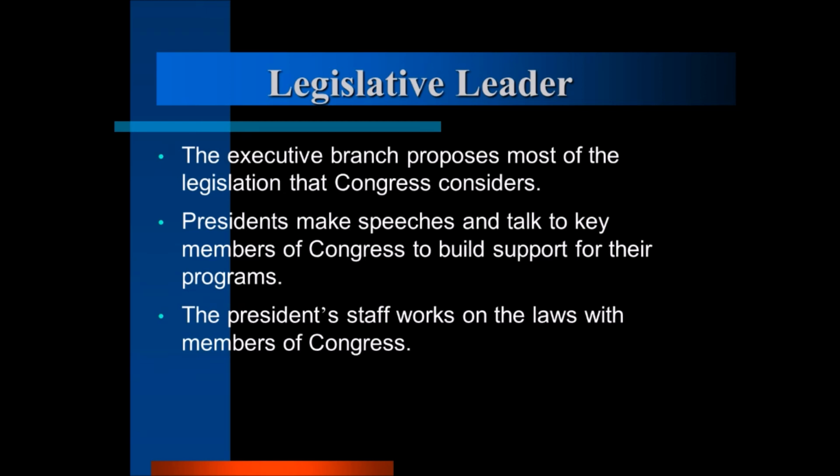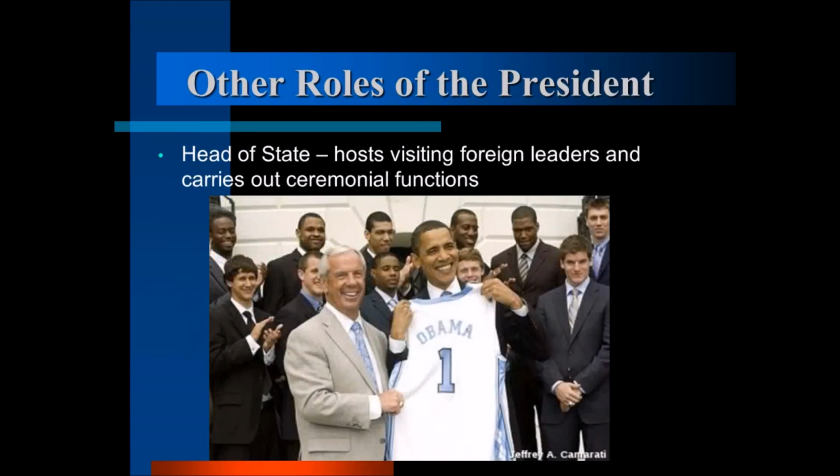The president will also make speeches. The State of the Union's often used for this. Obama did Rose Garden speeches to doctors talking about trying to promote Obamacare. It's fairly typical to build support for these programs, but there's a lot of behind-the-scenes work with executive branch lawyers trying to get laws passed in ways that are most effective for the executive branch.